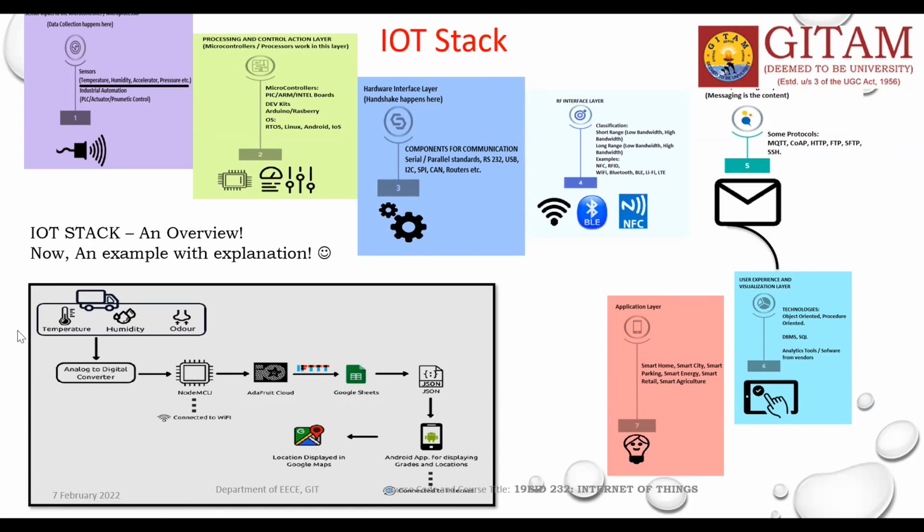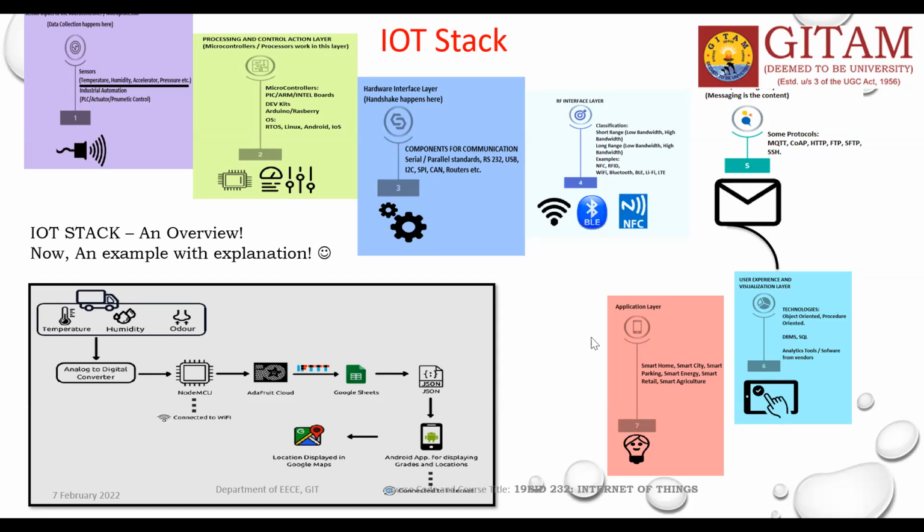Okay. So then, see temperature, humidity, and odor. These are the different sensors. With the sensors, you can take the data, and the analog to digital converter is there, then a microcontroller or a node. Then this data is sent to the cloud. Then it is converted to Google Sheets or some scripting language. Then you can send it to a mobile phone, and you can see the location tracking of the truck. Like that.